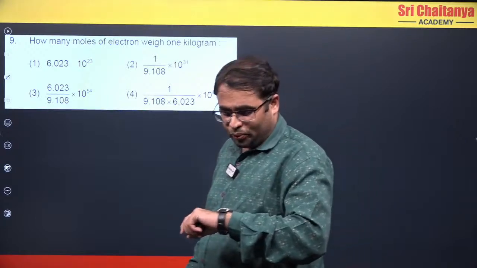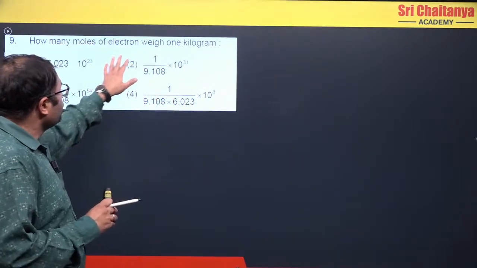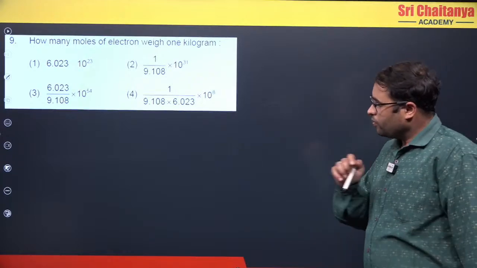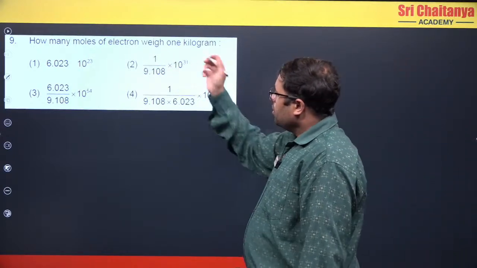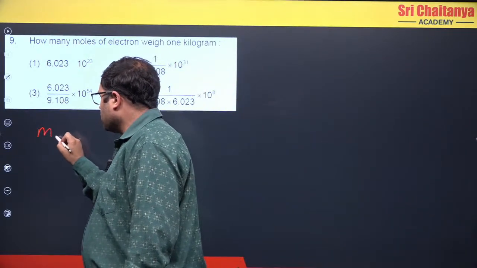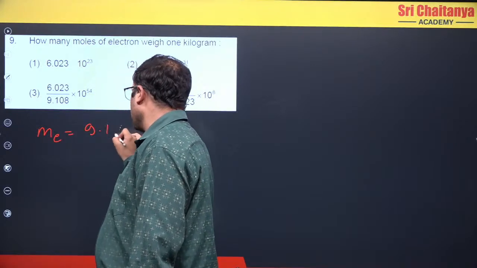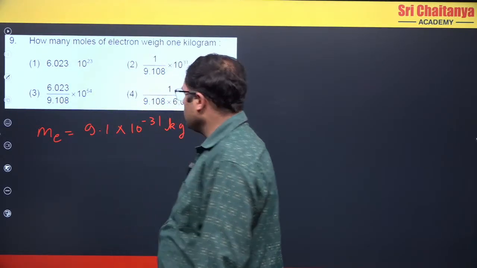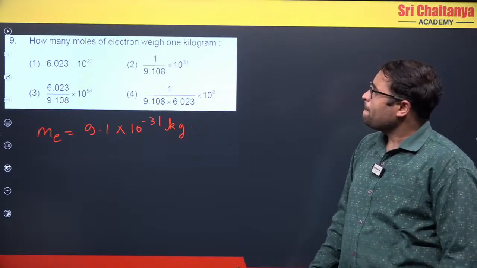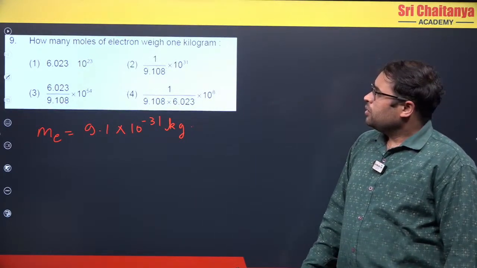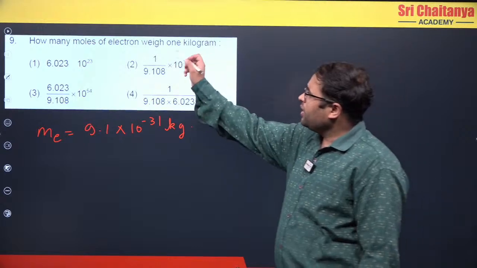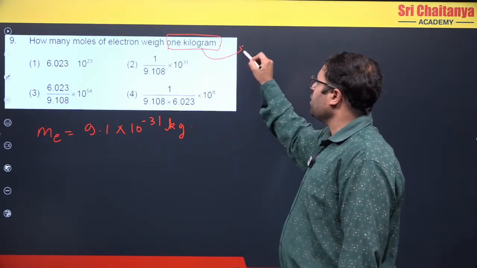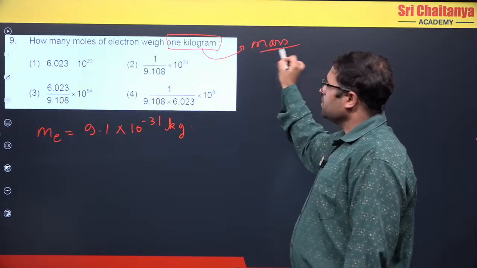Moving on to next. How many moles of electrons weigh 1 kilogram? So, mass of an electron is around 9.1 into 10 raised to power minus 31 kilograms, right? So 1 kilogram is the mass that is given to you. This is what? This is mass, right?